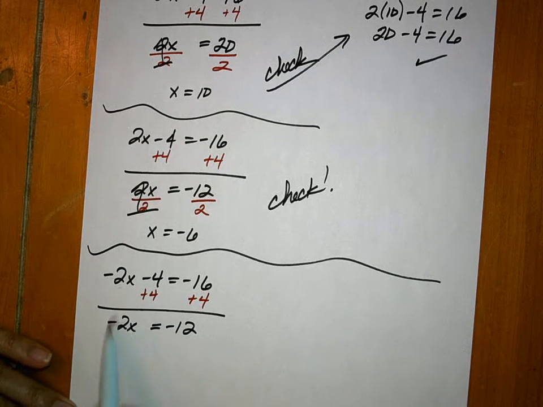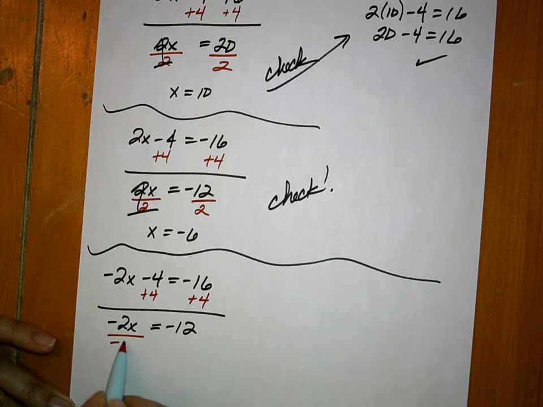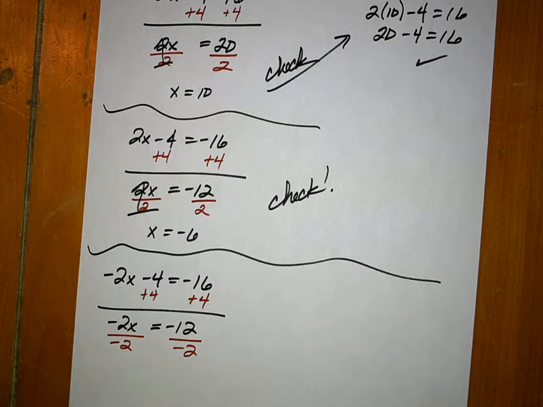We see multiplication here, -2 times x, so in order to get the variable isolated, we're going to divide off the -2. Make sure you do it to both sides of the equation. -2 divided by -2 is a 1, and we have x equals, and this time we have a negative divided by a negative, and this is a +6.